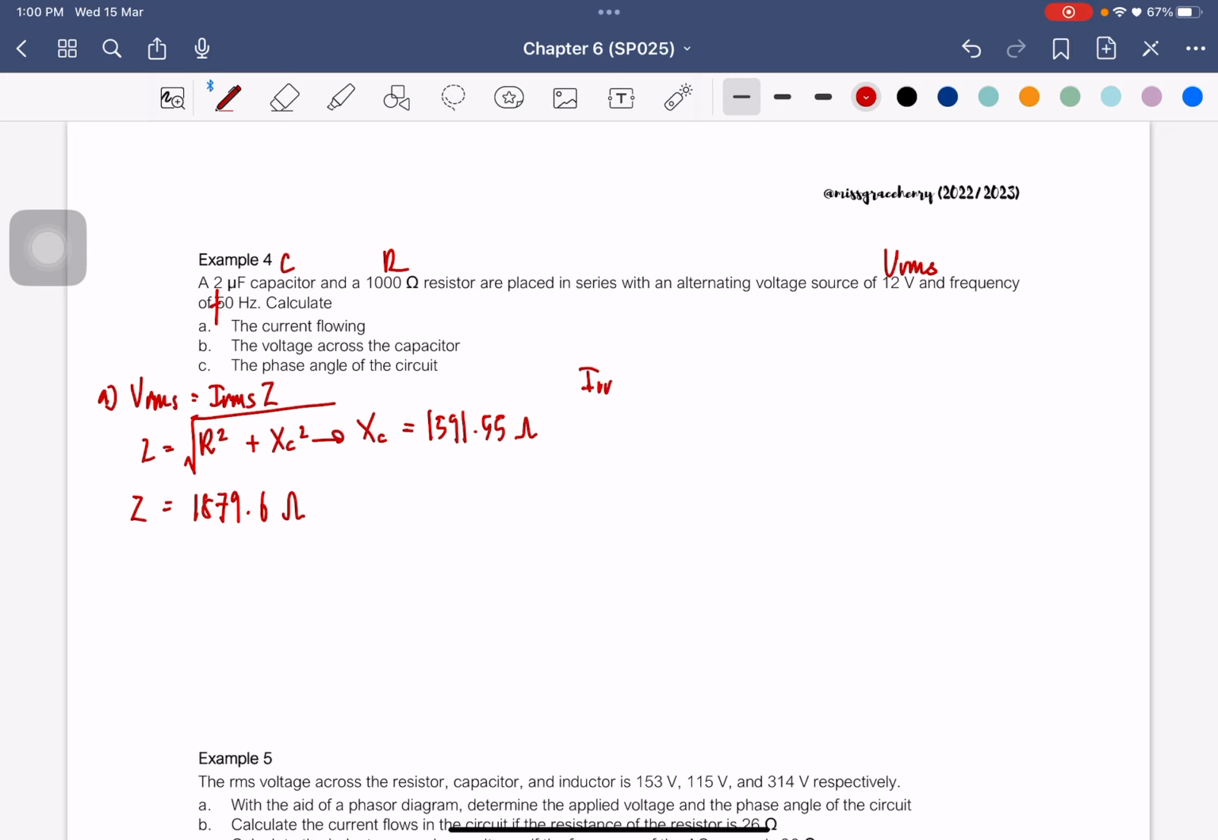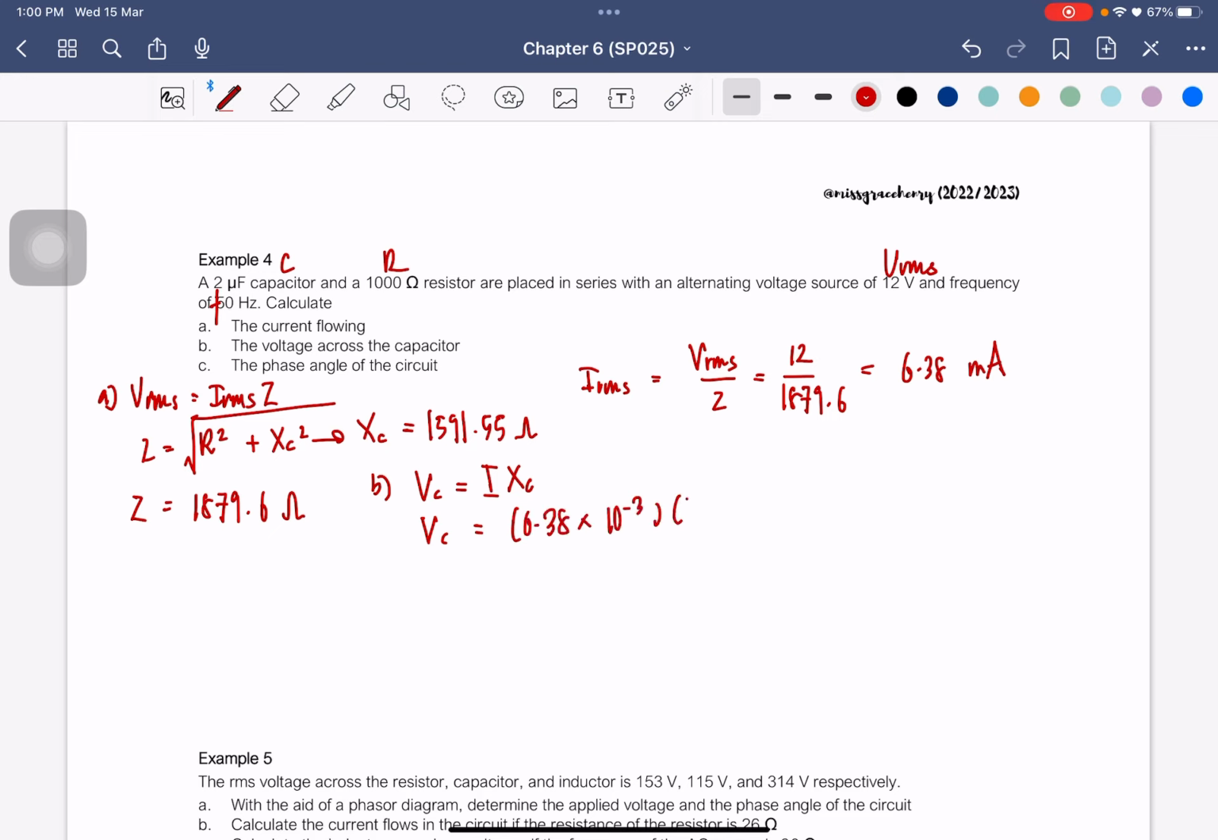So the RMS current is gonna be equal to VRMS divided by Z, where this is 12, this is 1879.6, which will then give you 6.38 milliampere. Okay, next the voltage across the capacitor, so that is VC. How do we calculate that? This is IXC. Okay, so VC is equal to 6.38 milli, XC is 1591.55. So kamu darab ni, kamu akan dapat the voltage across the capacitor to be equal to 10.2 volt.